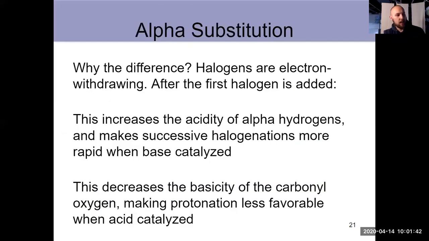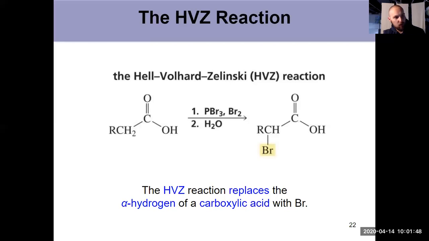Last thing we'll think about in this video is carboxylic acids, and trying to substitute at the alpha position here. Those aren't as easy to do because I've got an acidic hydrogen over here on my carboxylic acid as well, right? So I can't just do a quick alpha substitution like before. I need special conditions. And those are achieved in the Hell-Volhard-Zelinsky, also known as just the HVZ, another named reaction. That uses PBr3 and Br2, and then a water workup to replace a single alpha hydrogen of a carboxylic acid with bromine. How does that work?